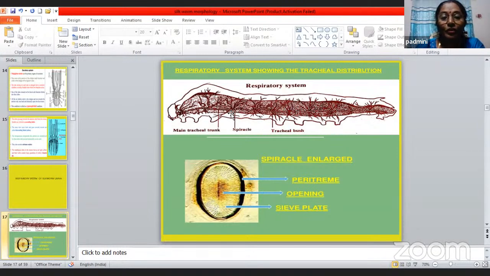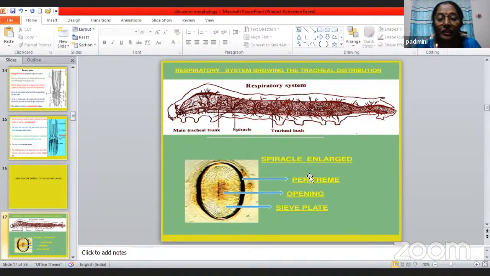When you're talking about one small spiracle, if you check it in an enlarged form, it is covered by a peritreme. This is the outer peritreme, and this is an opening through which the air passes inside. And this is a sieve plate. A sieve plate is something to filter, since sieving is to filter. And what is the function of a sieve plate? To filter the dust particles, which does not allow them to enter inside, because they have so many spiracles.